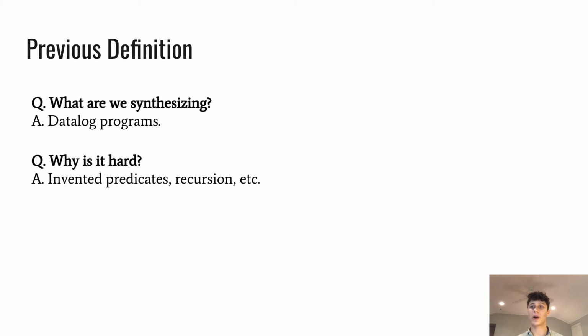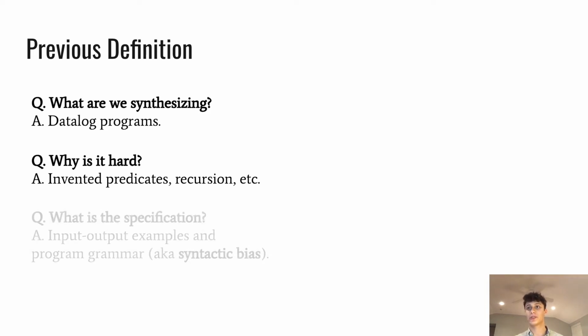And it's a challenging problem. Invented predicates are intermediate constructs for which there's no input or output data specified, which is a challenge because the synthesizer has to determine how to use these intermediate constructs or whether or not it needs them at all. Recursion is difficult because it can have unintended consequences. A simple recursive clause can create many tuples.